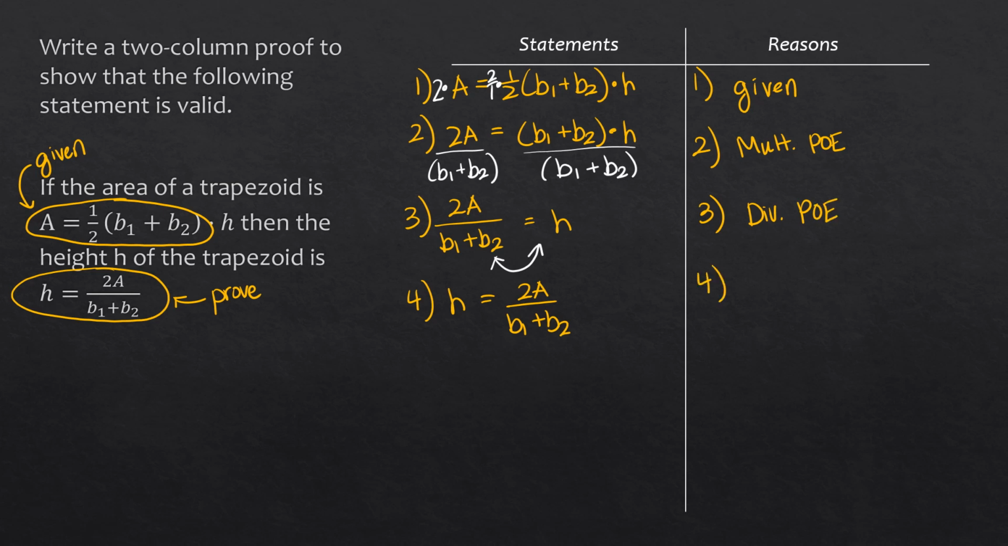And for step 4, we literally just switched the order. Now that's not the reflexive property. Reflexive property would be to say like h equals h, which we did not say here. So rather, this is our symmetric property of equality. Okay, another proof down.